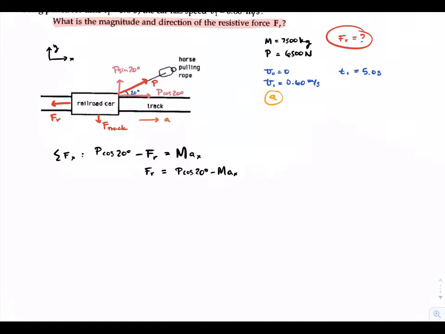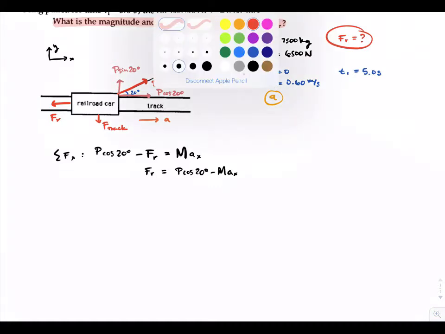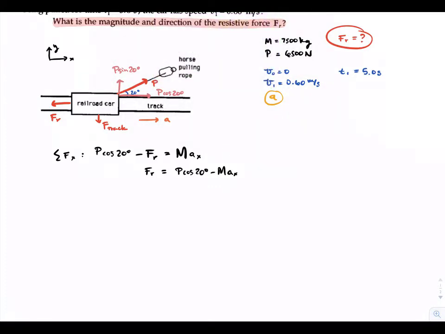Okay? Now we want to figure out what we know and what we don't know. So we know P, look, P's up here. We know this 20 degrees, that was given to us. We know m's up here. What we don't really know yet is a, and that's the only thing we really need to get our final answer, which is this resistive force.